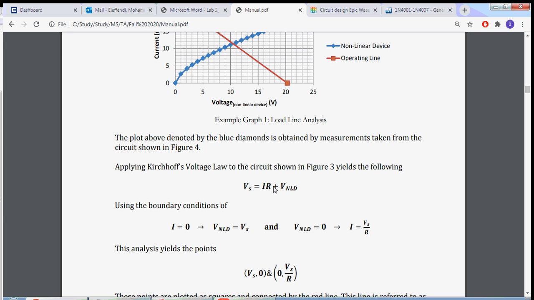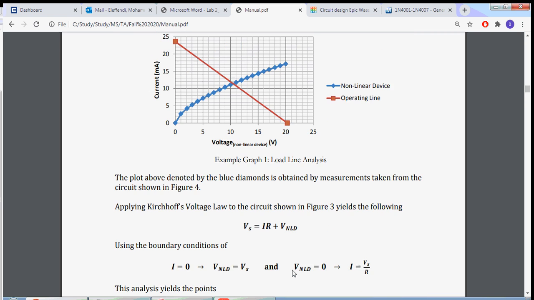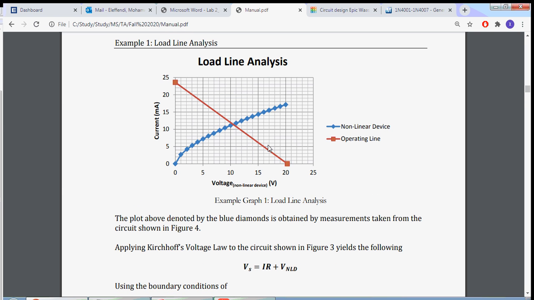Now to do that, substitute 0 for the current and find the voltage across the nonlinear device, like this, and you get one point. And then substitute 0 for the voltage across the nonlinear device and find the current, and you get the other point. Now plot these two points on the IV curve and connect them with a line, and you get the load line.